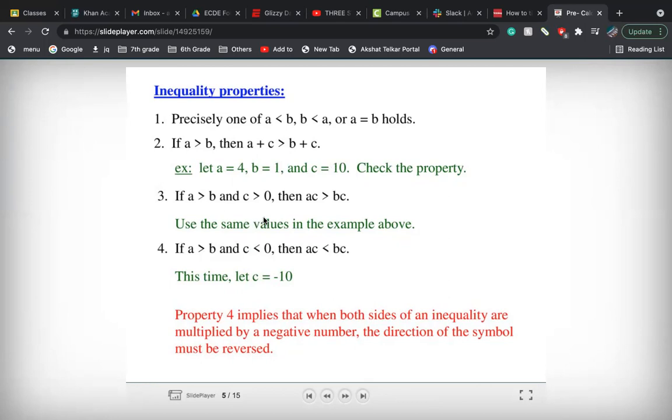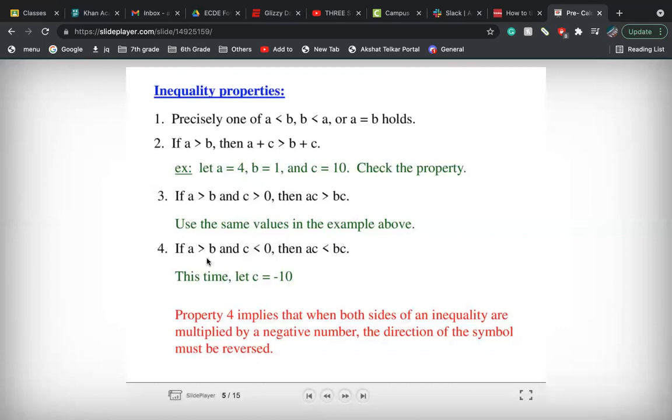Okay, so we're going to plug in the numbers as we did before. A is greater than b, making 4 is greater than 1, and that is true. C equals 10, that makes 10 is greater than 0, which is also true. AC is greater than BC, meaning that 4 times 10 has to be greater than 1 times 10. 4 times 10 is 40, 1 times 10 is 10. 40 is greater than 10, which makes the statement true. Now we're going on to another one.